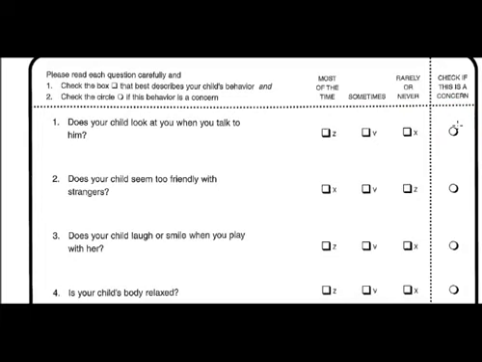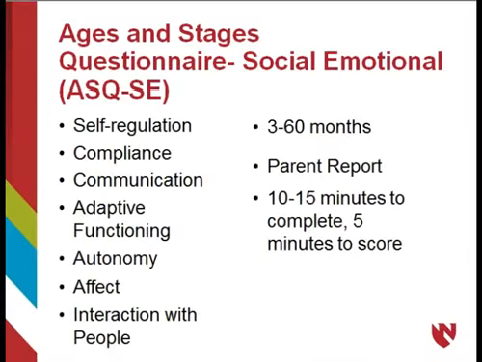So as you see, if the parent was looking at, does your child look at you when you talk to him, a parent may say most of the time. The parent goes on to score all 30 items on the screener. The items are scored and compared to a cut score to determine if the child is at risk in the area of social emotional behaviors.